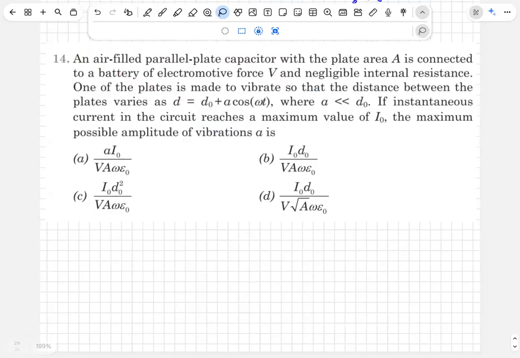An air-filled parallel plate capacitor with plate area A is connected to a battery of electromotive force V, negligible internal resistance. One of the plates is made to vibrate so that the distance between the plates varies. And this is some point of interest that someone needs to focus on. The instantaneous current in the circuit reaches a maximum value of I0. Maximum possible amplitude of vibration. Actually, what is happening?